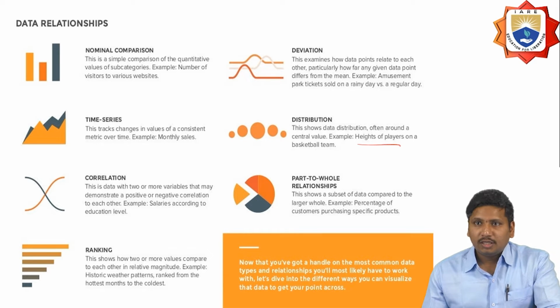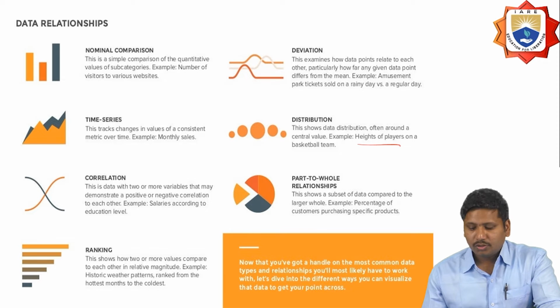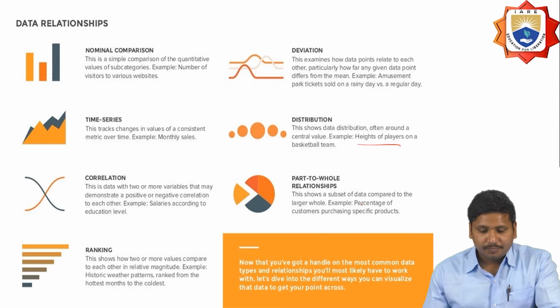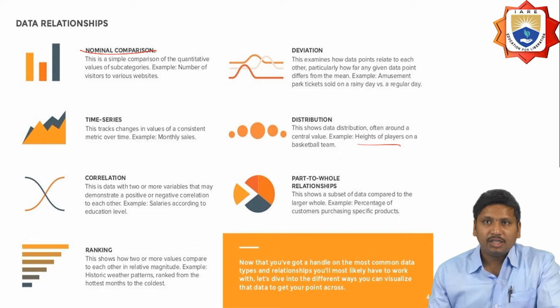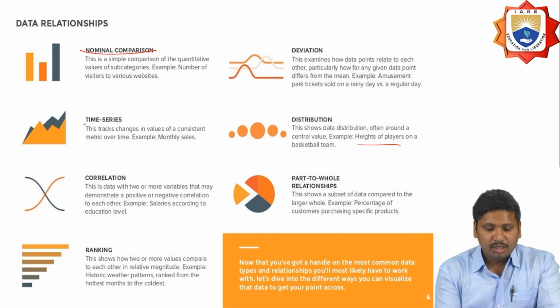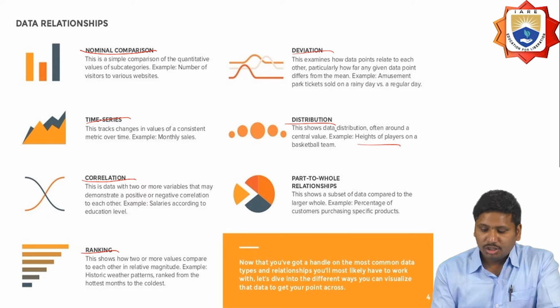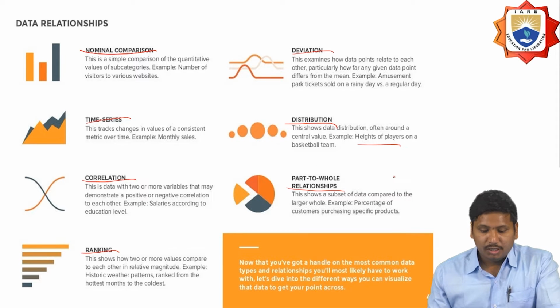And next one is the part to whole relationship. It should be able to show a subset of data compared to the larger whole. Okay, and example, the percentage of customers purchasing specific products. So right, the data relationships that we have to understand are nominal comparison, time series, correlation, ranking, deviation, distribution, and part to whole relationships.